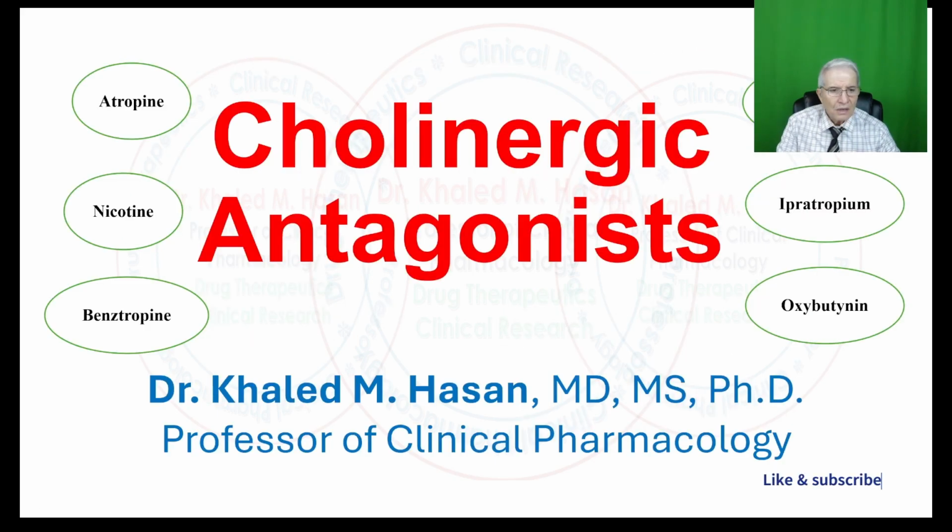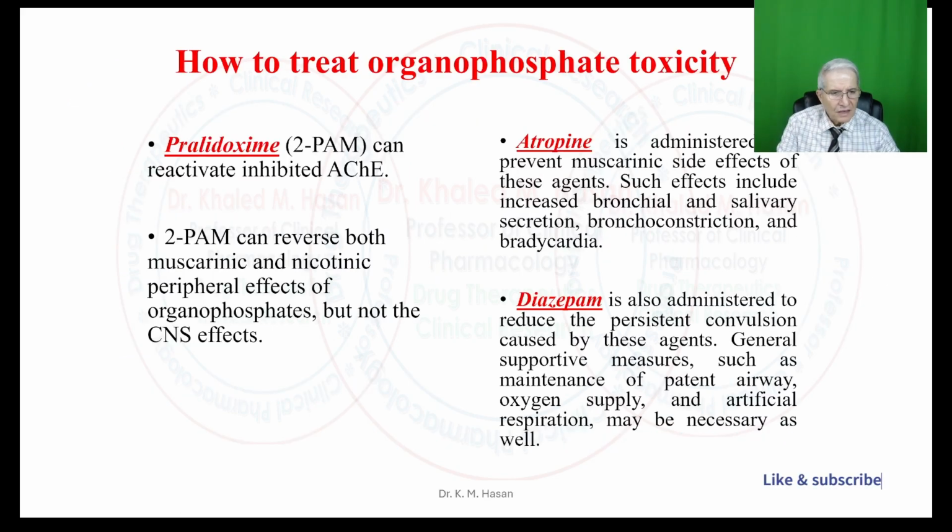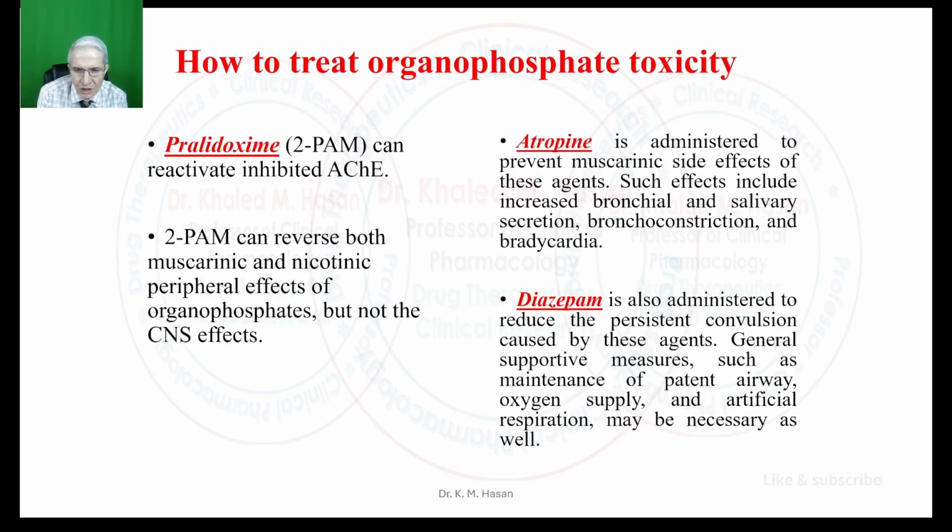Okay, so I will go back to the previous slide again. The most important medication used for patients suffering from organophosphate toxicity is pralidoxime. Pralidoxime is considered the antidote. If the patient suffers from convulsions, we prescribe diazepam. If the patient suffers from stimulation of muscarinic receptors, we prescribe atropine. So we have several approaches for the patient. The antidote is pralidoxime, 2-PAM, to reactivate the enzyme. Diazepam controls convulsions, and atropine prevents muscarinic activation.